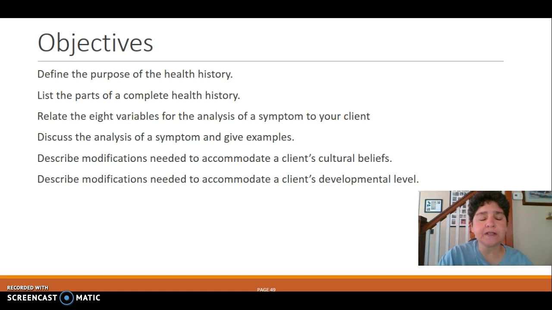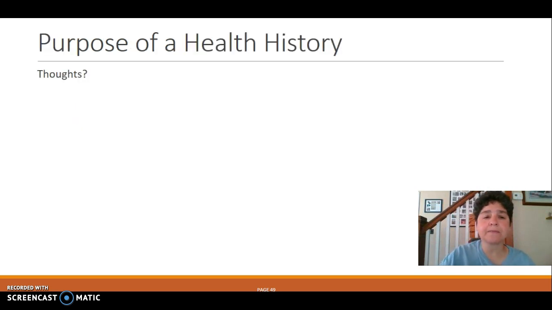The objectives for this lesson are defining the purpose of the health history, listing the parts of the health history, talking about the analysis of the symptoms and the 8 variables that go along with that, and describing modifications for both culture and for developmental levels. So, what do you think is the purpose of a health history? Think about that for just a moment.